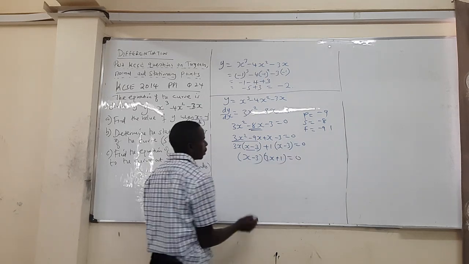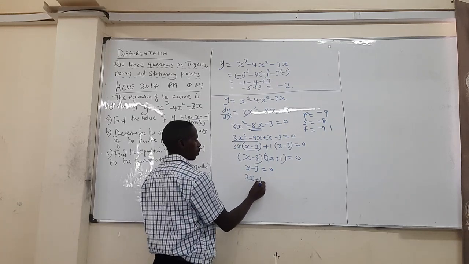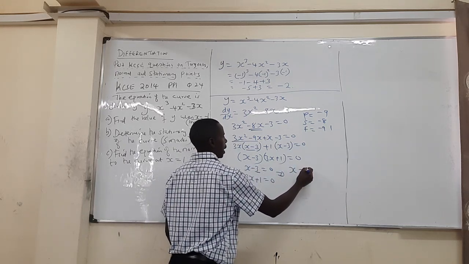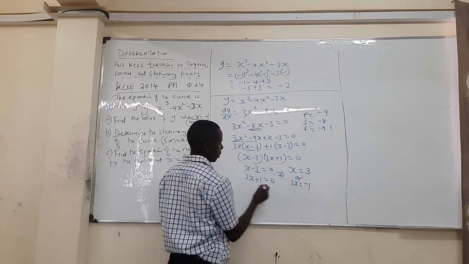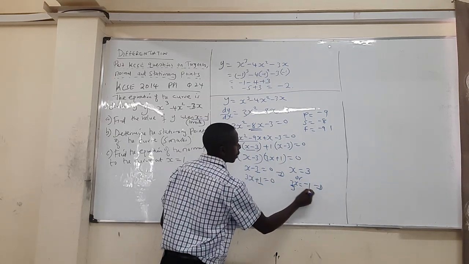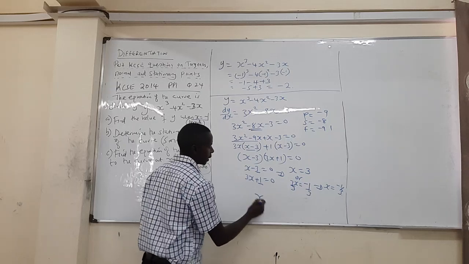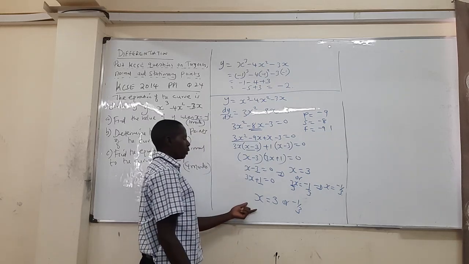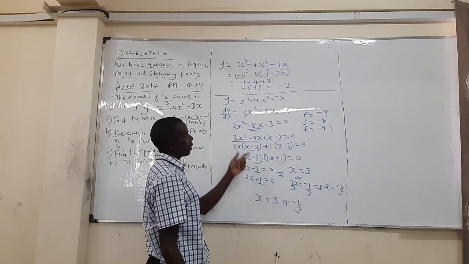So we have x minus 3 is equal to 0, or 3x plus 1 is equal to 0. So x will be 3, or in this case 3x is equal to minus 1. Taking 1 to the other side it becomes minus 1, and we divide by 3, so x is equal to minus 1/3. So you have x equals 3 or minus 1/3. Those are the two values of x where we have the stationary points.